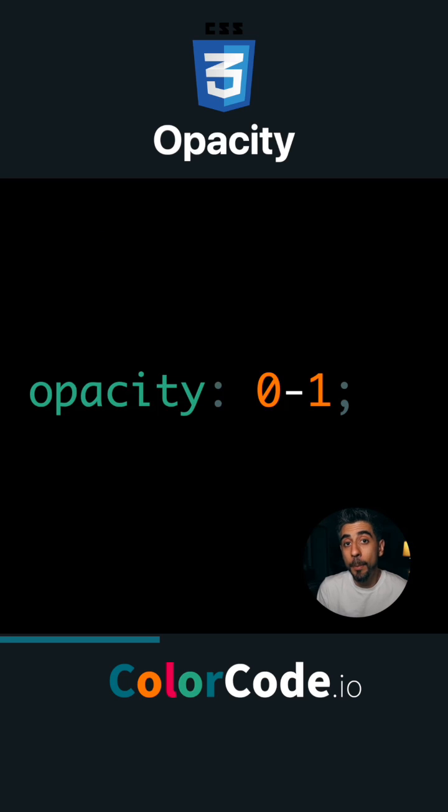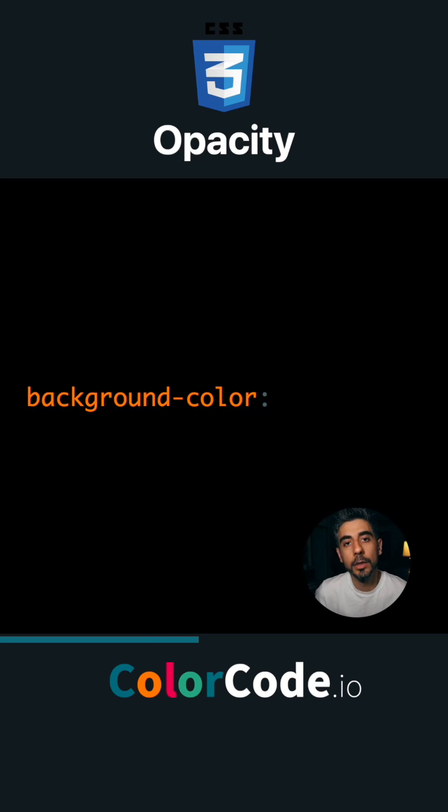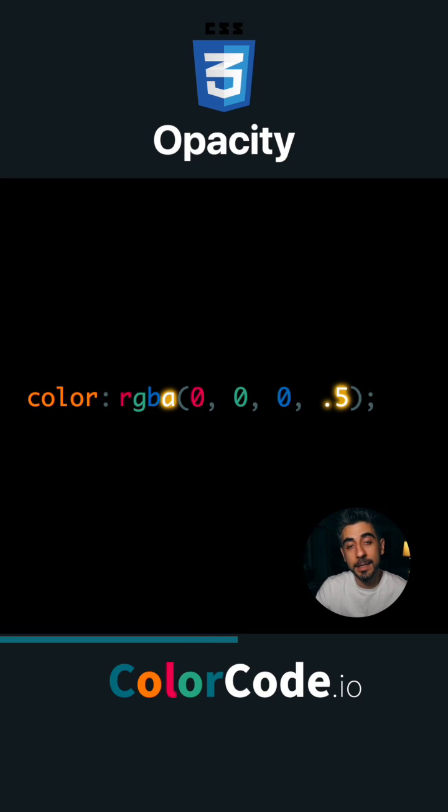You can set opacity directly like that, or anywhere you're using color, like background color, or border color, or whatever color. You can use RGBA, the A is the alpha channel, it goes again from 0 to 1. Or if you're using hex values, add an additional 2 characters at the end, and that becomes your alpha channel.